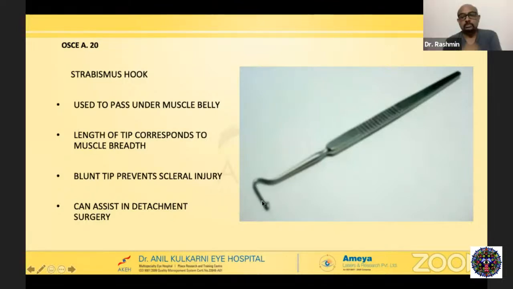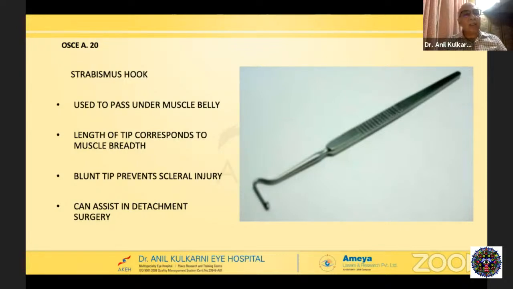And the length of this tip corresponds to the muscle breadth. That's why the muscle doesn't get crowded. Usually it has to be at least about 10 millimeters. The blunt tip prevents a scleral injury when you are trying to pass it under the muscle belly. This is also used to assist in retinal detachment surgery when you have to hook the muscles before the surgery.